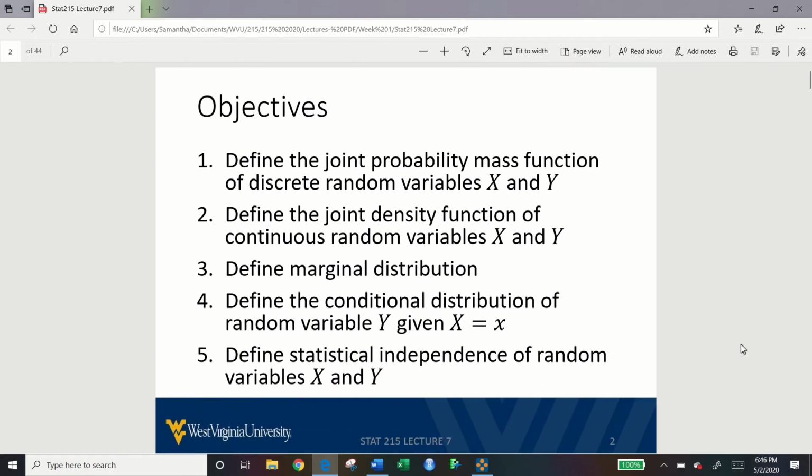During this lecture, we are going to go over the following 5 objectives. First, we are going to define the joint probability mass function of discrete random variables x and y. Second, we will define the joint density function of the continuous random variables x and y. Third, we are going to define marginal distribution. Fourth, we will define the conditional distribution of random variable y given x equal to x. And fifth, we will define statistical independence of random variables x and y. Let's get started.